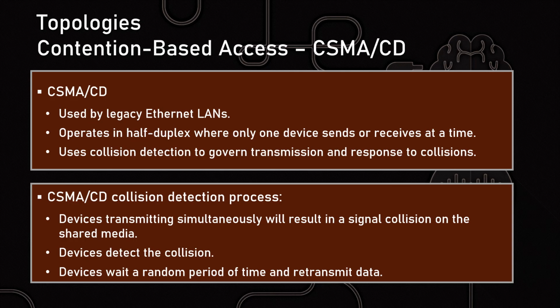So CSMA/CD is used by legacy Ethernet LANs and operates in half duplex. It will then use collision detection, essentially finding fragments or things like that, in order to govern how transmission will go, as well as the response to collisions. It'll transmit what's called a jam signal if there is a necessary link for that, and then they will have what's called a time interval, where after detecting the collision, they wait to transmit the data. The random period of time is usually staggered so that they don't wait for the same random period of time and then create a second collision.